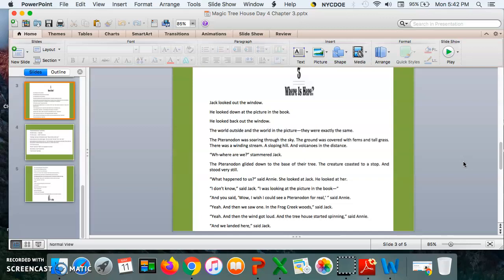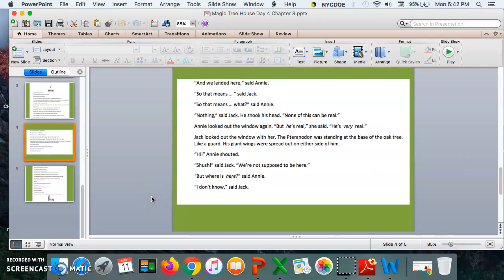The pteranodon glided down to the base of their tree. The creature coasted to a stop and stood very still. What happened to us? Said Annie. She looked at Jack. He looked at her. I don't know, said Jack. I was looking at the picture in the book. And you said, wow, I wish I could see a pteranodon for real, said Annie. Yeah, and then we saw one in the Far Creek woods, said Jack. Yeah, and then the wind got loud and the treehouse started spinning, said Annie. And we landed here, said Jack. And we landed here, said Annie. So that means, said Jack. So that means what? Said Annie. Nothing, said Jack. He shook his head. None of this can be real.